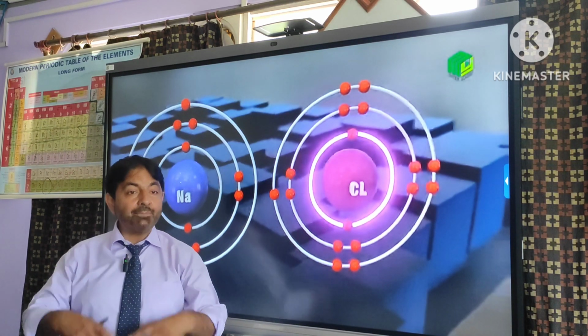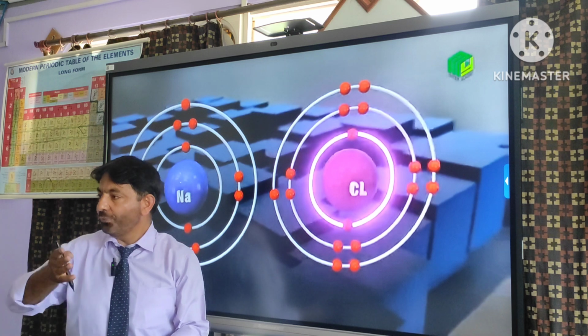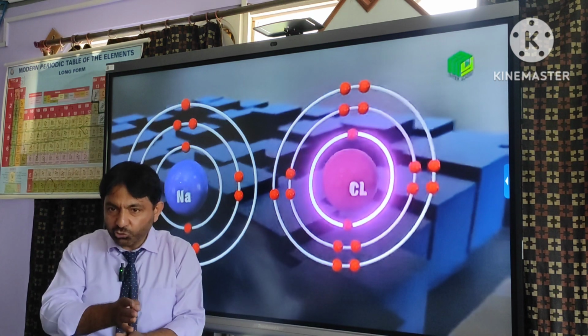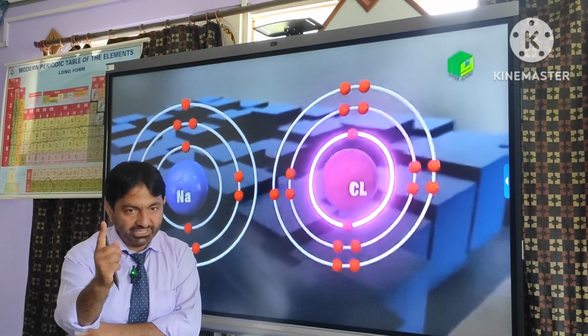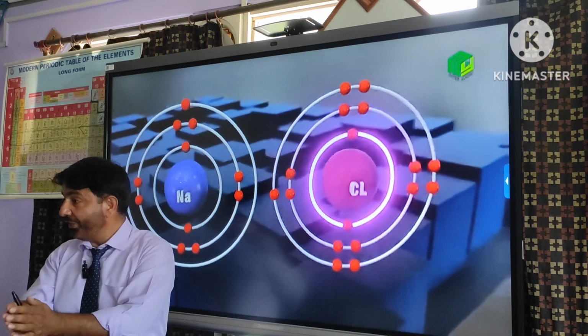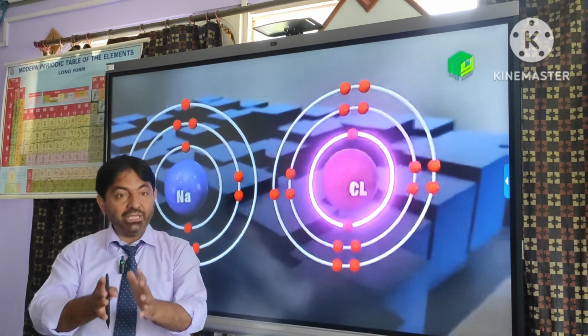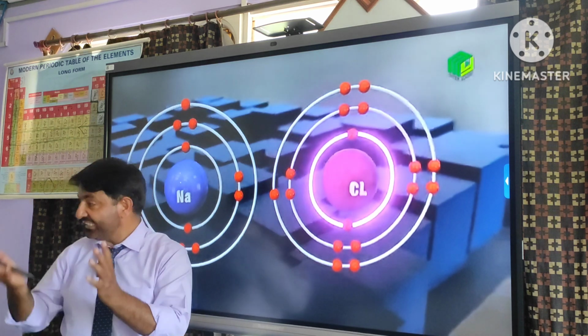Sometimes 1 or sometimes 2. It depends on the group. If an element is in the first group, it will donate only 1 electron. If it is in the second group, it will donate 2 electrons. If it is in the third group, it will donate 3 electrons.